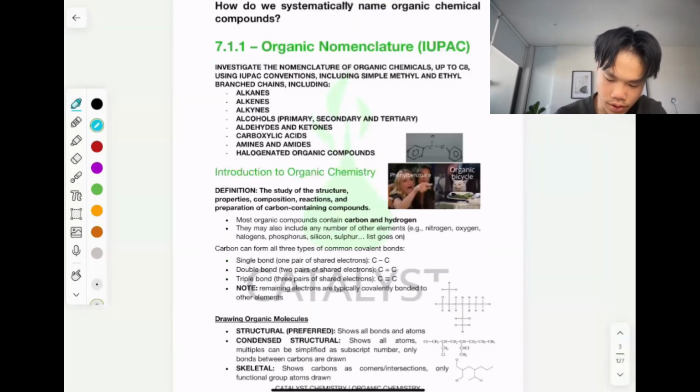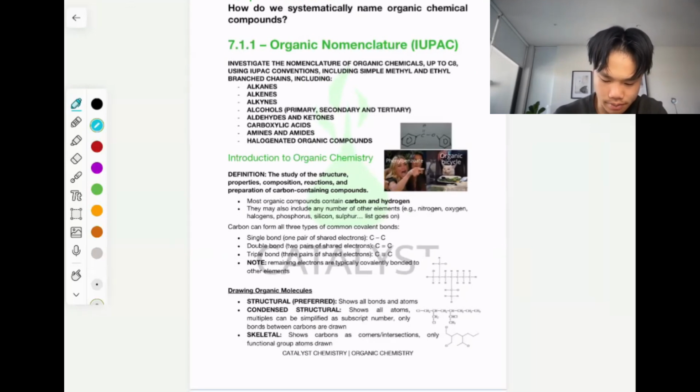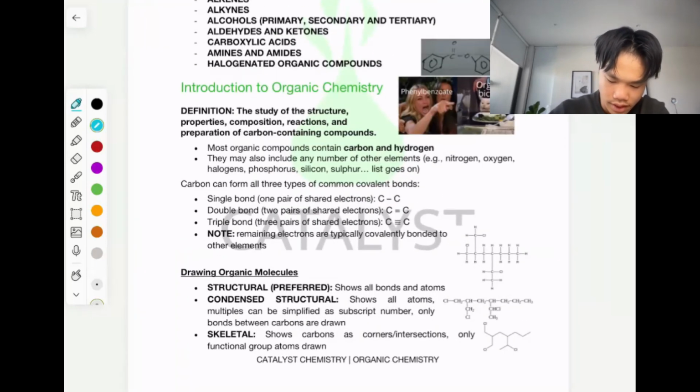So starting out, we learned how to name organic compounds. We talked about how carbon can have single, double, or triple bonds. And now we know that every single covalent bond is a shared pair of electrons. So if you have a single bond, it's 2 electrons. If you have a double bond, it's 4. And a triple bond is 6.